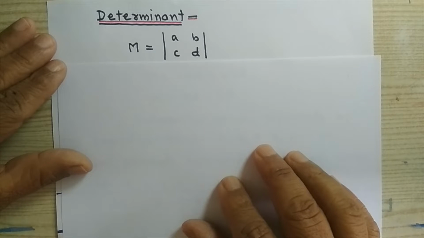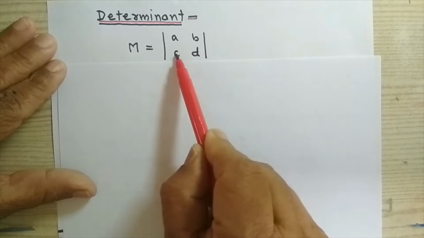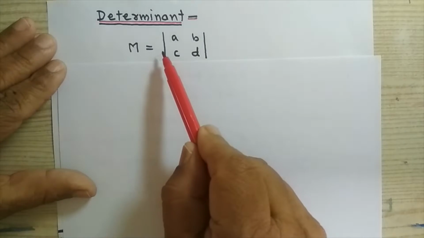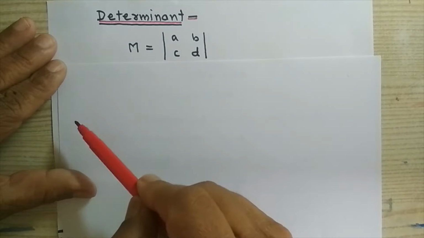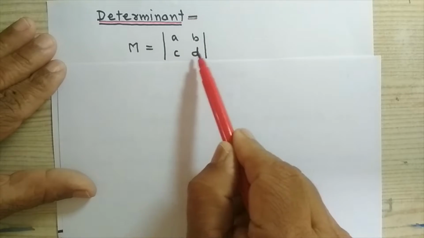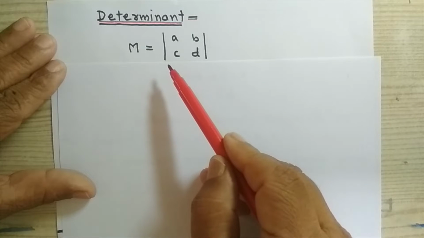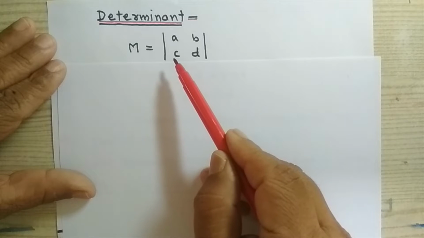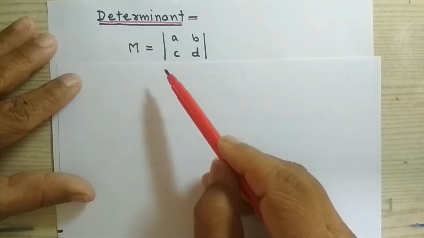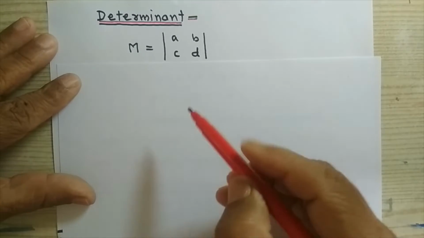In that determinant, A, B, C and D are the four elements, and the name of the determinant is given with an English capital letter, and the elements are English small letters. Such a description is known as a determinant. We have to solve such a determinant, which means we have to find the value of this determinant.